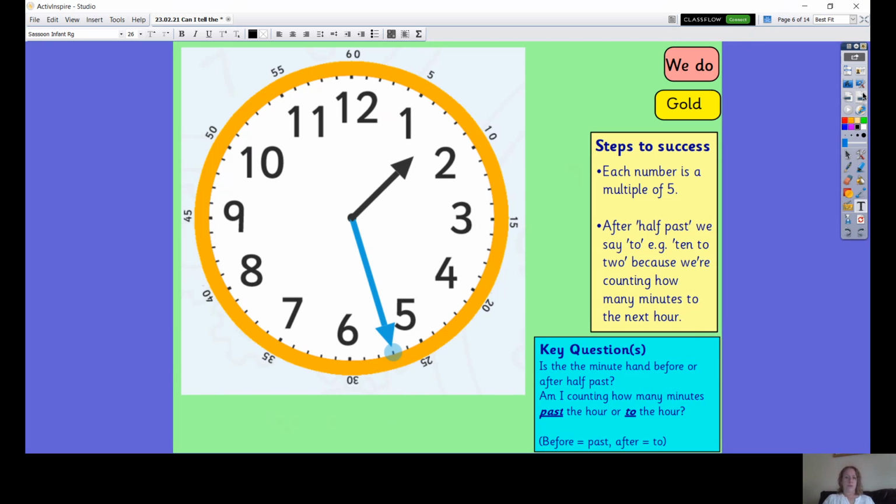Can you pause the video for a moment for me? Just have a go at telling that time to the nearest minute. So do as I did, start on the 12, count round in your groups of 5, and then once you get here, you're going to need to count on in ones, and then work out what it's past or to there. So pause here and have a go at writing the time.